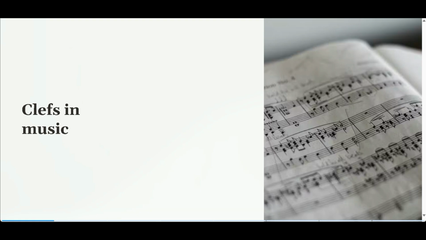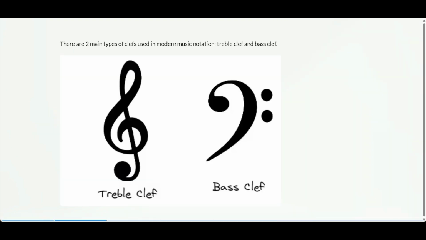Clefs. Clefs in music. So, a clef is like a language in music. Now, why did I call it a language? If you take a clef and put it before a note, it becomes a lettered note, a note with a letter. Without a clef, it won't have a letter name, actually.